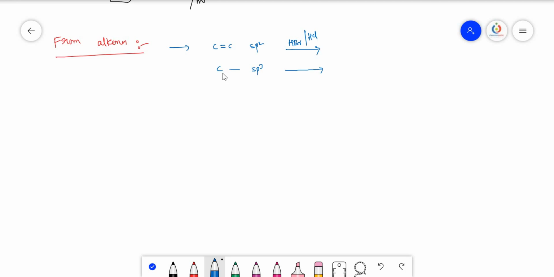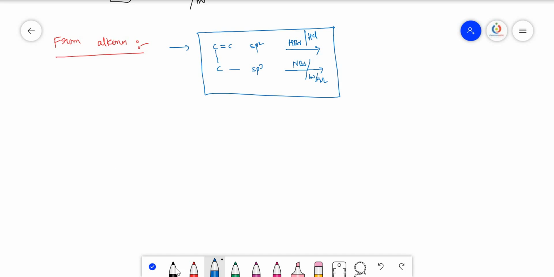But if any sp3 hybridized carbon atom is present and this sp3 hybridized carbon atom is bonded to the double bonded carbon, this is an allylic carbon. So if an allylic carbon atom is present, then always use NBS, N-bromosuccinimide, as the reagent to convert the sp3 hybridized carbon atom into the halogen substituted compound. So here use the HNu and H2O2 peroxide. So these are the main things to be remembered for this particular method.